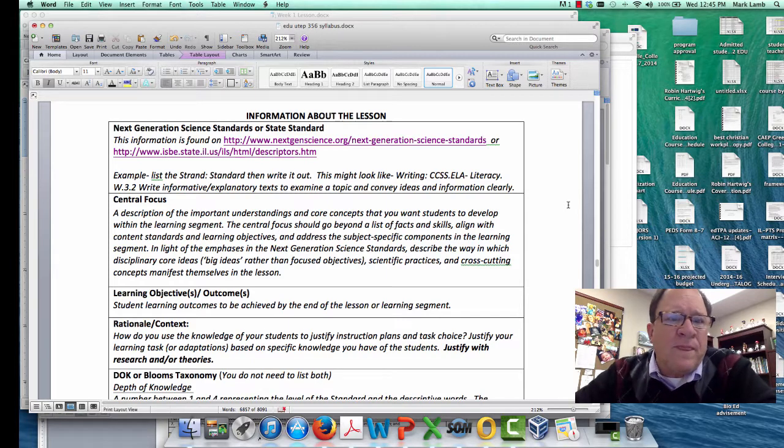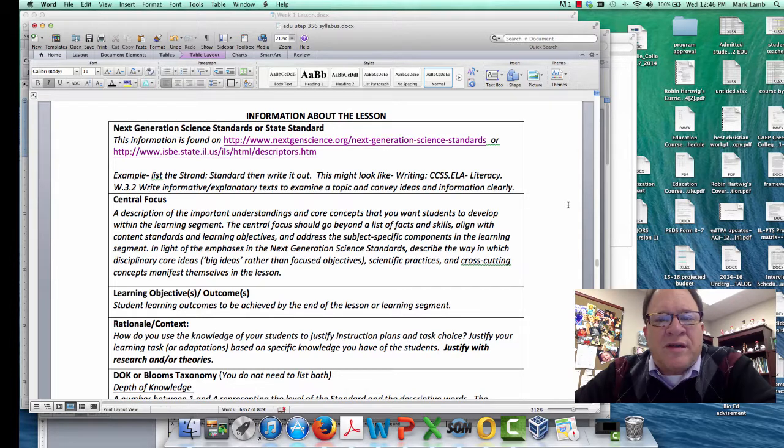Here you'll start to identify the science standards that you'll be addressing. You can see here's a link to the Next Generation Science Standards as well as the science standards for the Illinois State Board of Education. You can pick your grade level and standards that apply to the lesson you're going to be teaching. Write the standards out here. Then you can see you will identify a central focus, which is a description of the important understandings and core concepts you want the students to develop from this lesson. You'll identify that.